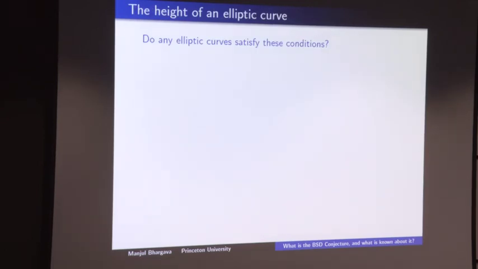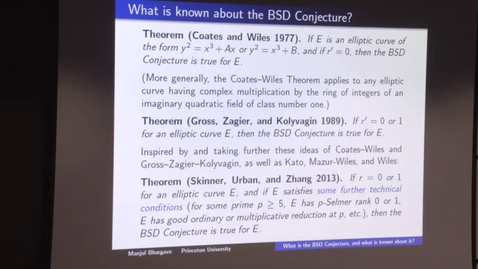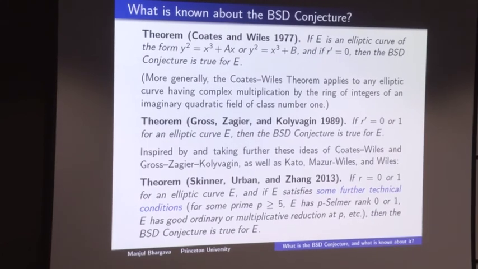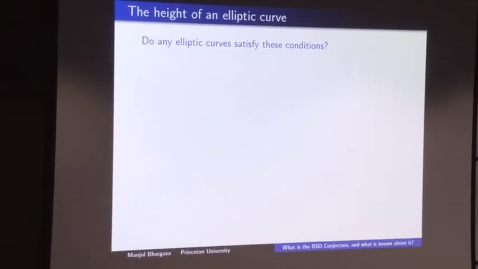Okay, what about the question of whether most curves have rank 0 or 1? It's nice to know these theorems about rank 0 or 1, but what if all curves have rank 2 or more? Then these theorems are totally empty. So we'd like to know that these theorems actually apply to some elliptic curves. That would be nice to know. So how do we measure whether they apply to elliptic curves?